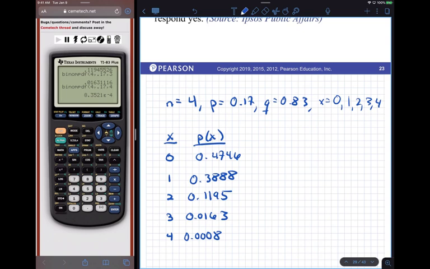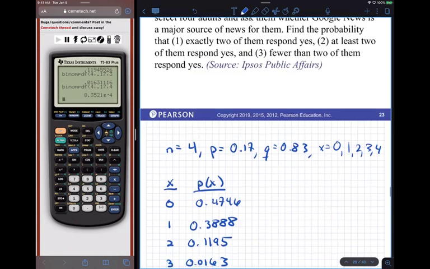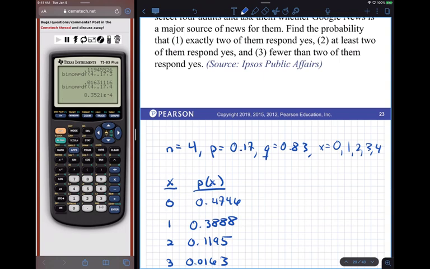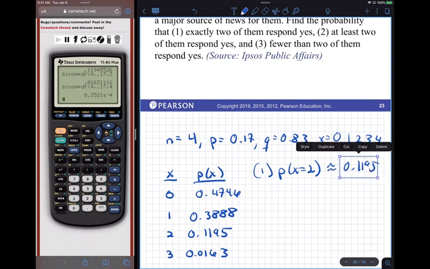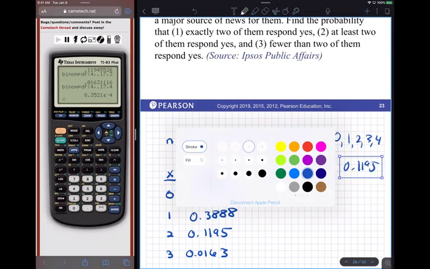Okay, so for the first question, find the probability exactly 2 of them respond yes. For the first one, we want the probability that x is equal to 2. So we see here, that's going to be approximately 0.1195. That's the first answer that we got.